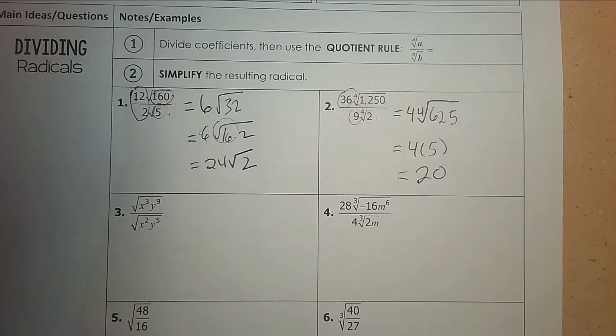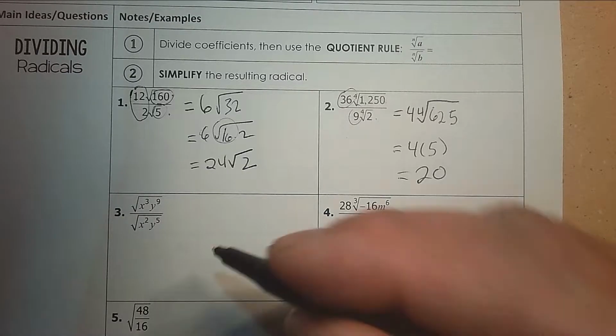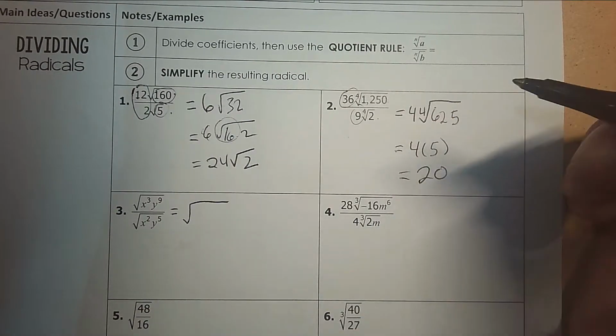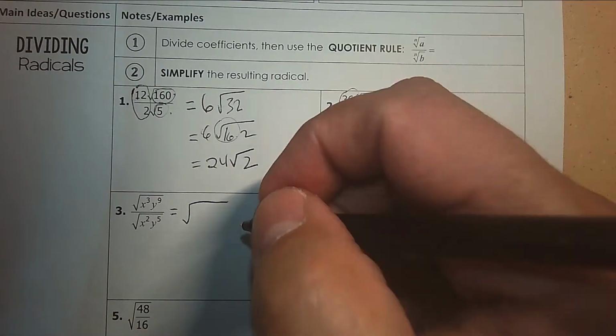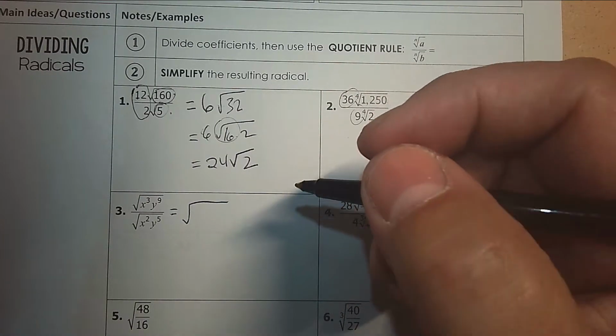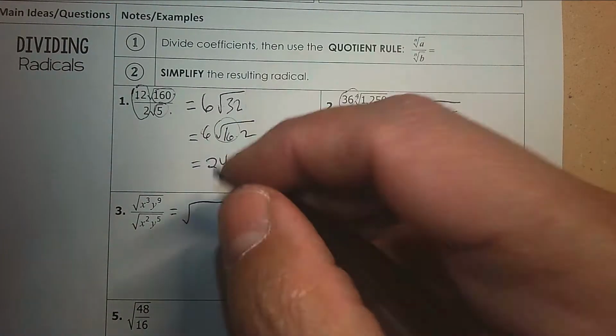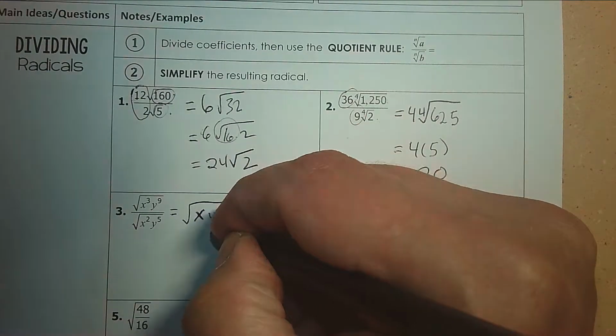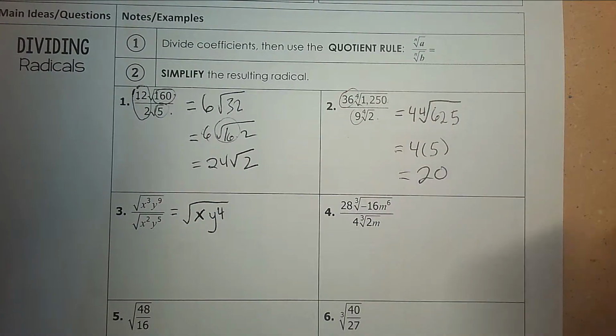Number 3, there's nothing in front other than 1. No coefficients to worry about. So just underneath. I need to know my exponent rules. When you're dividing and the bases are the same, what do you do? You subtract the exponents. So like 3 take away 2. That's x to the 1. And 9 take away 5 is y to the 4th. Okay, do the last step, and then I'll do it. Can you simplify that?